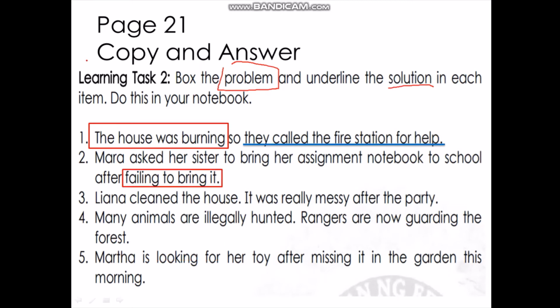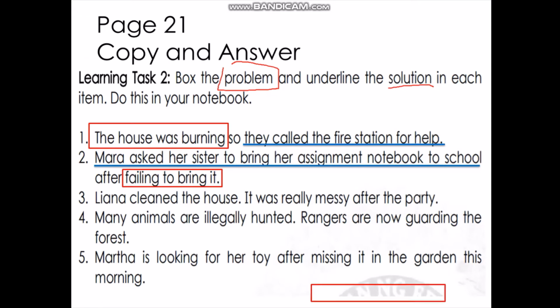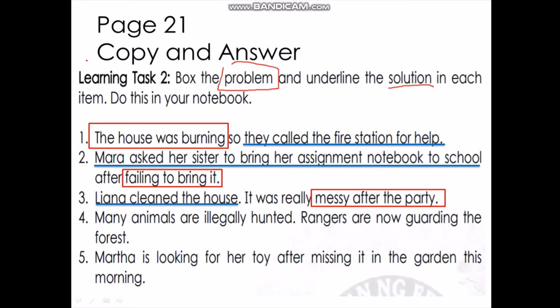Number 2, the problem was failing to bring it. And then the solution, Mara asked her sister to bring her assignment notebook to school. So again, if your answer is correct for the problem, 1 check. If your answer is correct in the solution, 1 check. Number 3, Liana cleaned the house. It was really messy after the party. So messy after the party, that is the problem, and Liana cleaned the house is the solution. So again, 1 check and 1 check.